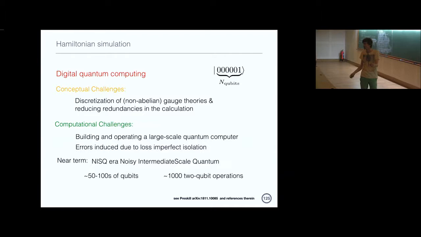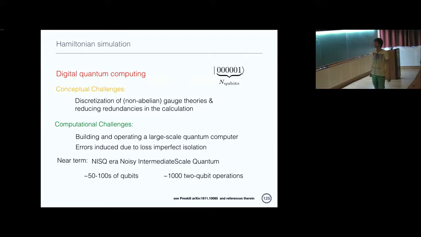I looked at this review here, which was a talk at the Lattice conference. What was stated there is that in the near-term future, what should be possible are simulations on something like 50 to 100 qubits, so a Hilbert space of size 2^50 to 2^100. And then you can do something on the order of 1,000 two-qubit operations, so operations on more than one qubit, before errors essentially kill you completely.